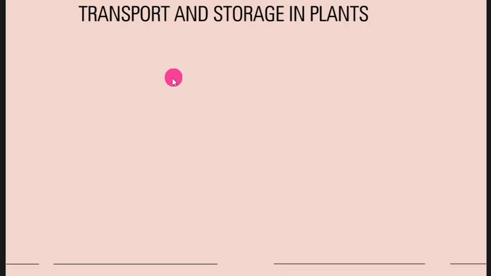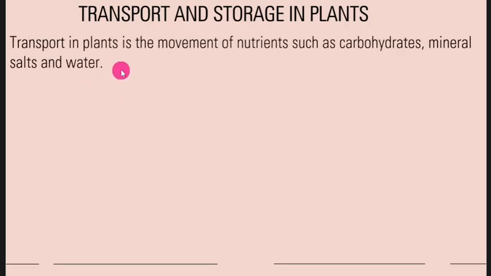So guys, what is transport? Transport in plants is the movement of nutrients such as carbohydrates, mineral salts, and water. The movement of these things I've mentioned here, carbohydrates, mineral salts, and water in plants, is what we call transport and storage in plants. Basically, this topic is about this movement of nutrients.